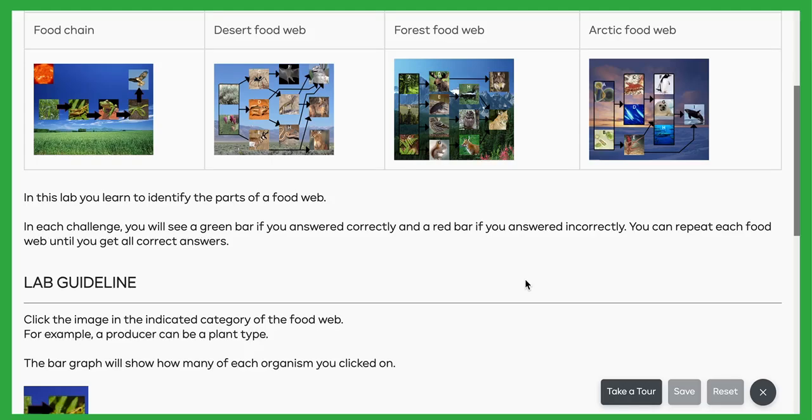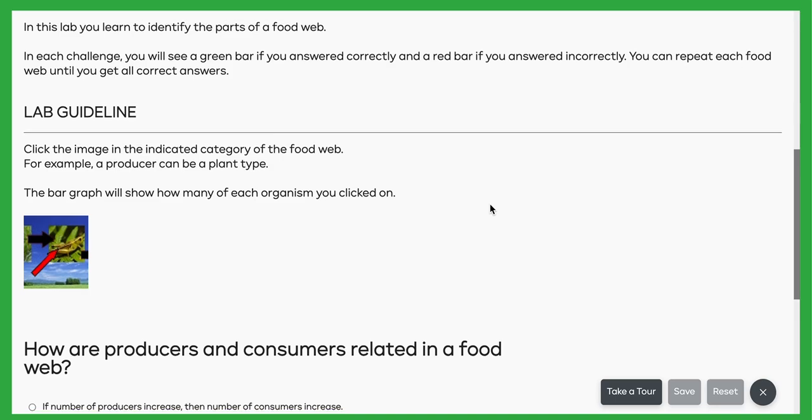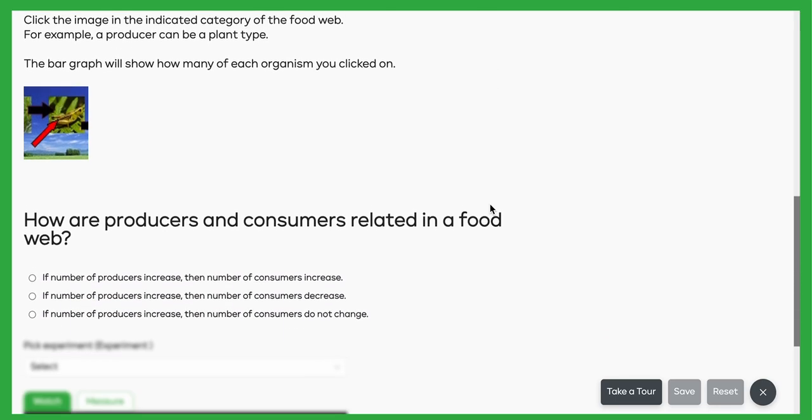Welcome to the tutorial video about how to use the Food Web Lab. In this lab, we're going to look at 4 distinct different food webs, from a basic food chain to a desert food web, a forest food web, and an Arctic food web. You're going to try to identify the parts of the food web, and let's go ahead and see how that works.